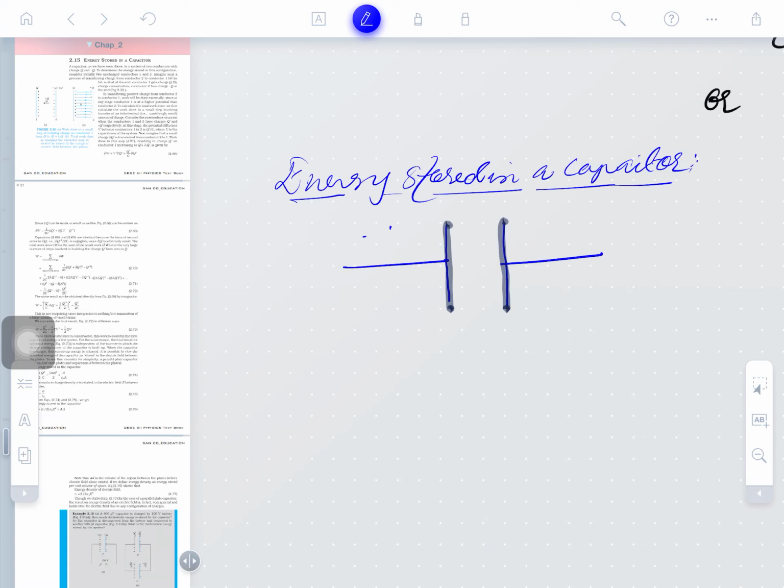Suppose a charge q is given here, a small integral of dq charge we give. Obviously when q1 charge is brought, no work is done. When q2 charge is brought, work is done against q1. When q3 charge is brought, work is done against these two, and when q4 charge is brought, work is done against the other three.